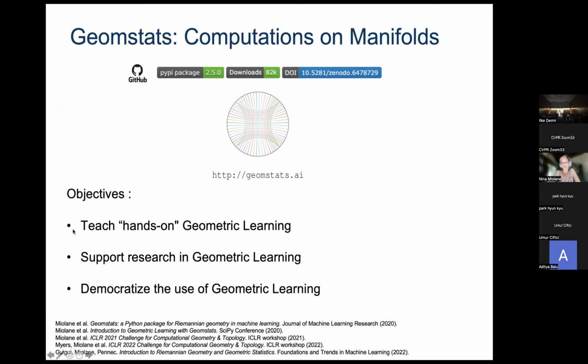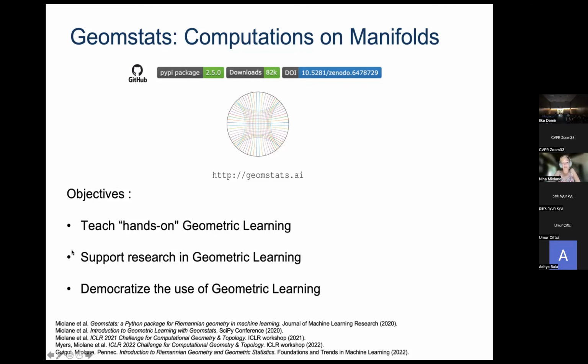First, to teach hands-on geometric learning. Computing on manifolds can be hard in practice, even though the word manifold comes over and over again in manifold learning, for example. The basic operations on manifolds are sometimes hard to implement. And one of the reasons is that they're not necessarily taught in class beside textbooks. So with this software, you can teach hands-on manifold and geometric learning.